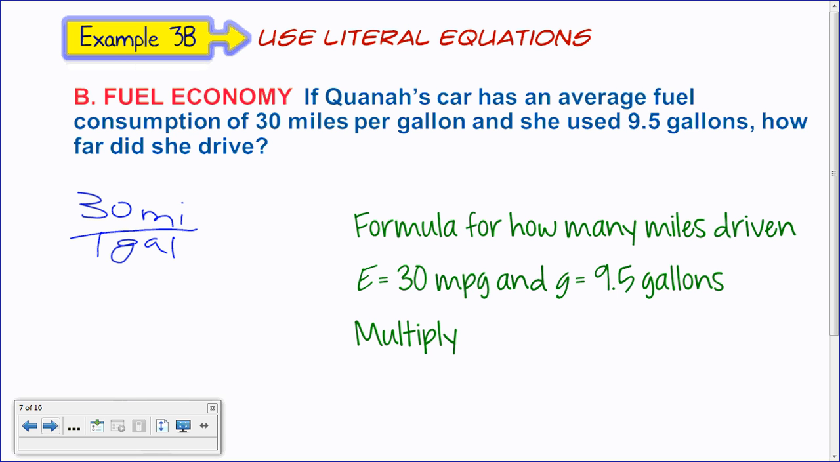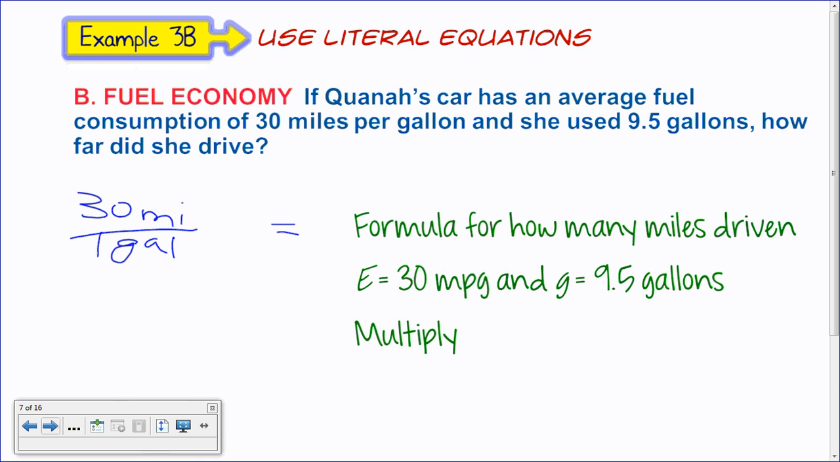Okay? So now, let's say I've used 9.5 gallons. How far did I drive? So my end result, go ahead and put your equal sign down. My end result should be in what units of measurement?